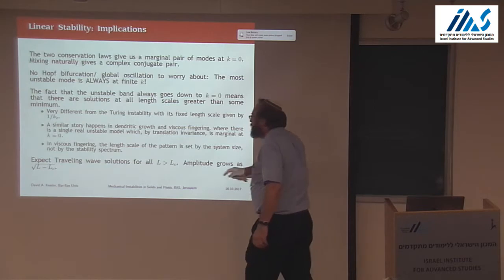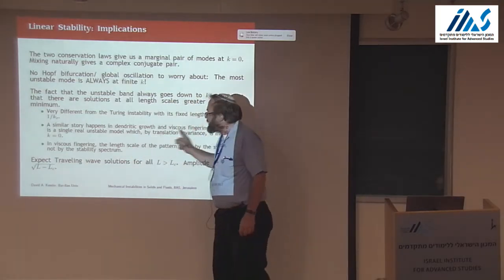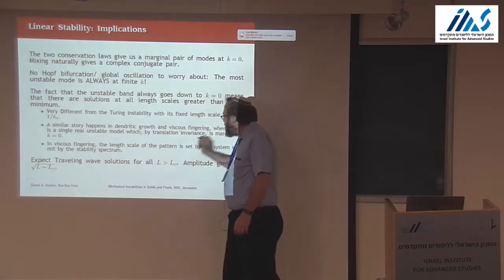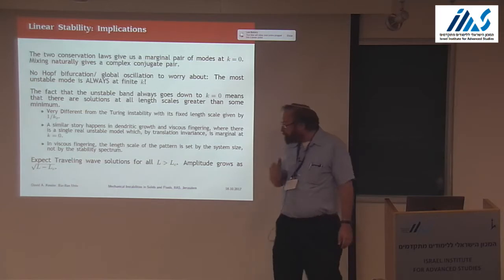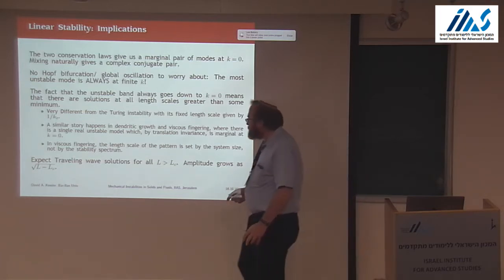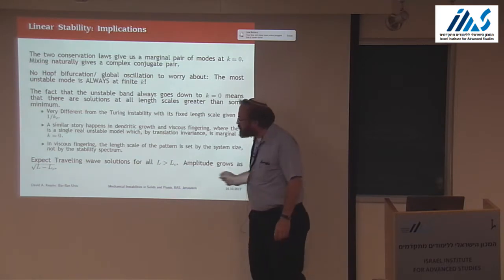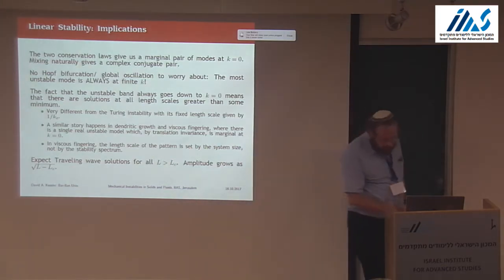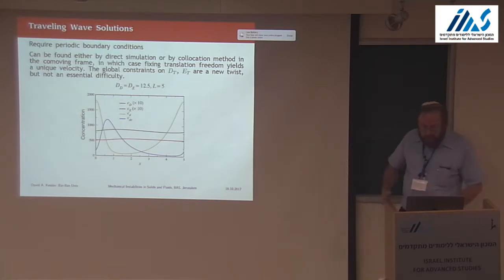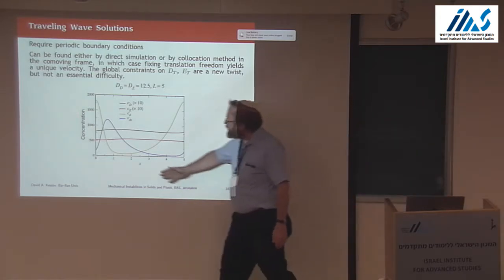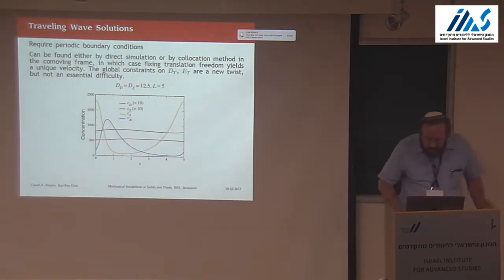Okay. In viscous fingering, there was one real unstable mode set by symmetry, and the length scale of the pattern, therefore, is set by the system size, not by the stability spectrum. And so what we expect is traveling wave solutions for all L bigger than some critical L, and the amplitude should grow like the square root of L minus L_C. All right. And in fact, you can find them. If you put on periodic boundary conditions, then you can find these traveling wave solutions, and they exist, and everything is hunky-dory.